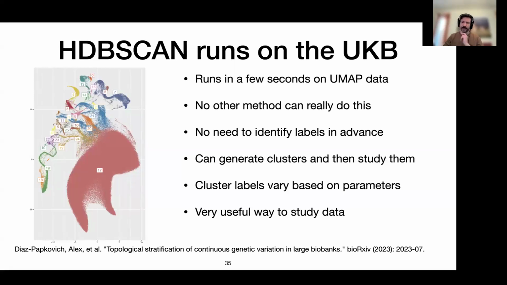Oh, sorry. I should add here that the cluster labels, so I mentioned that I extracted 26 clusters. What I said before still holds here. If you change the parameterizations, you're going to get different cluster labels. So you might end up with like 30 clusters or 40 clusters or something like that. But it does end up being a very useful way to study the data at different scales.